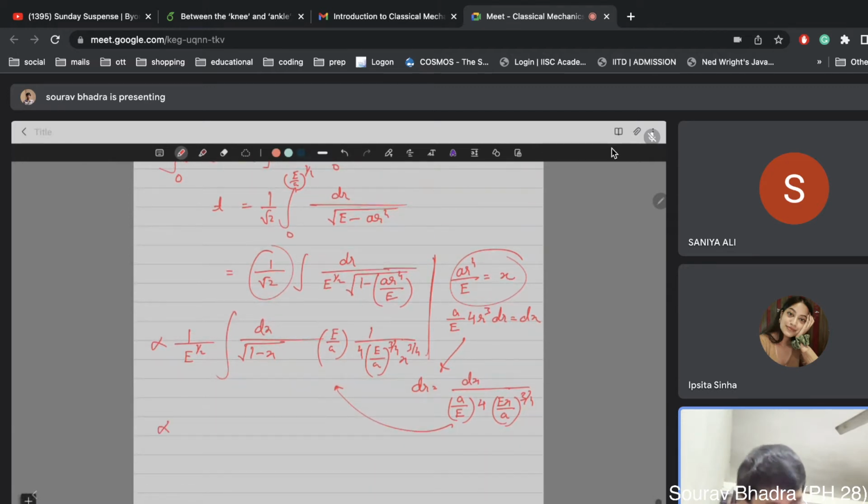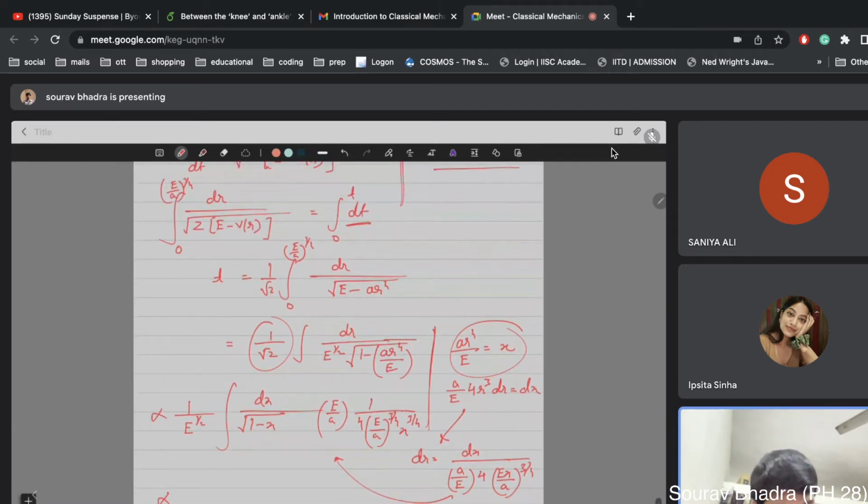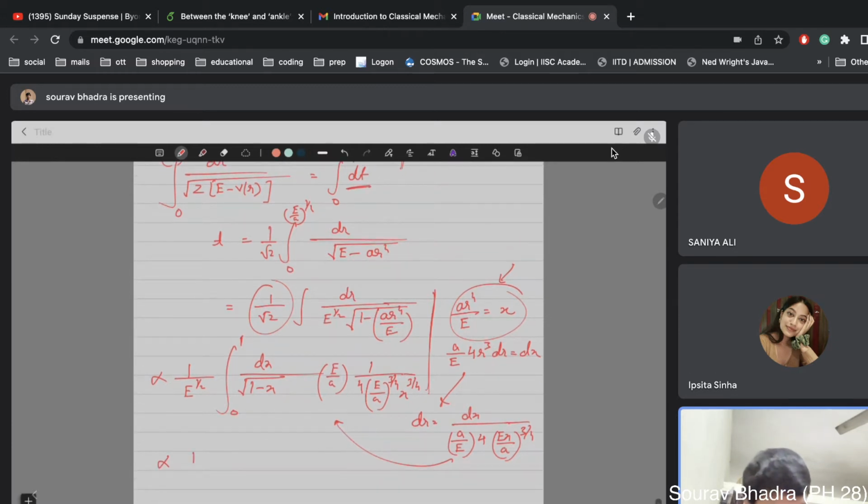Now your limits will change accordingly. Your r max was (E by A) to the power 1/4. If you put your r max in this particular value, then you will get x max equal to 1 and x min equal to 0. Okay, so this is half E by A.